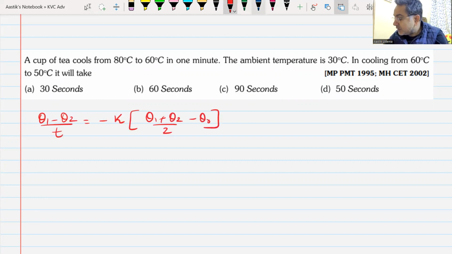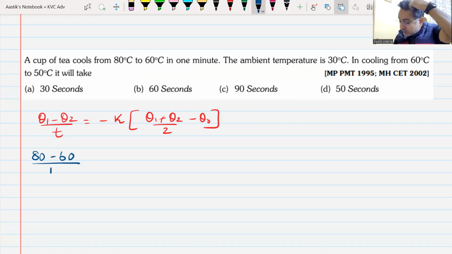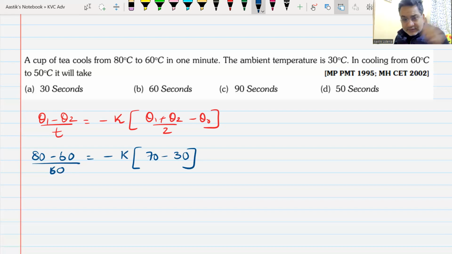Yes or no? In the first case, it is 80 minus 60 divided by 1 minute. So I can write it as 1, and my answer will be in minutes. Or I can write 60 seconds so that the answer will be in seconds, equal to minus k. Theta average will be 70, so 70 minus 30. Do we understand this? Yes or no?